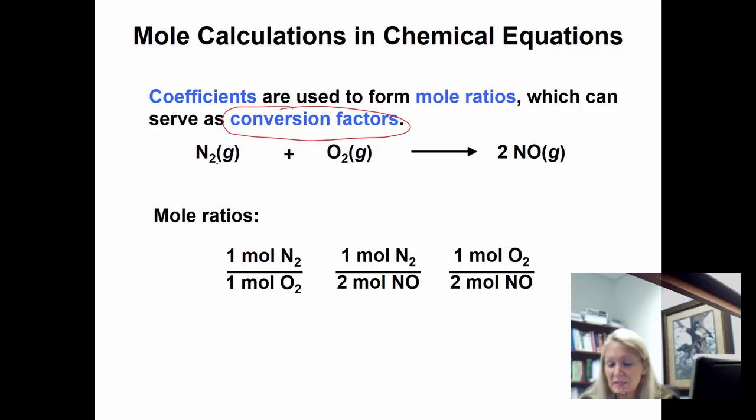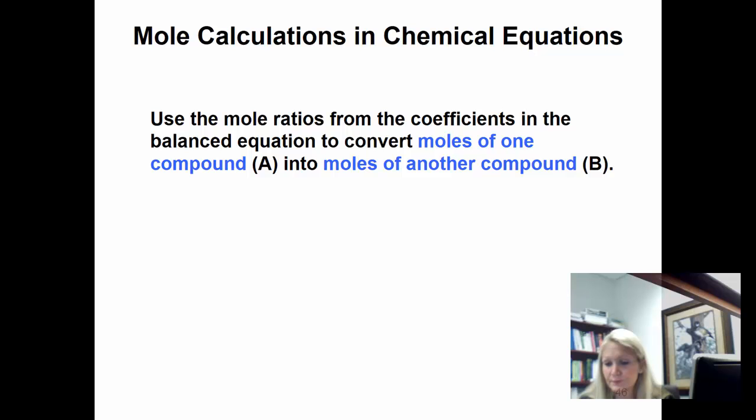If you look at your reactants, you have 1 mole of nitrogen for every 1 mole of oxygen. So that is a mole to mole ratio. Of course, you could flip that over, still 1 to 1. For every 1 mole of nitrogen, you have 2 moles of nitrogen monoxide. And of course, you could flip that over. And then for every 1 mole of oxygen, you have 2 moles of nitrogen monoxide. So these are mole to mole ratios.